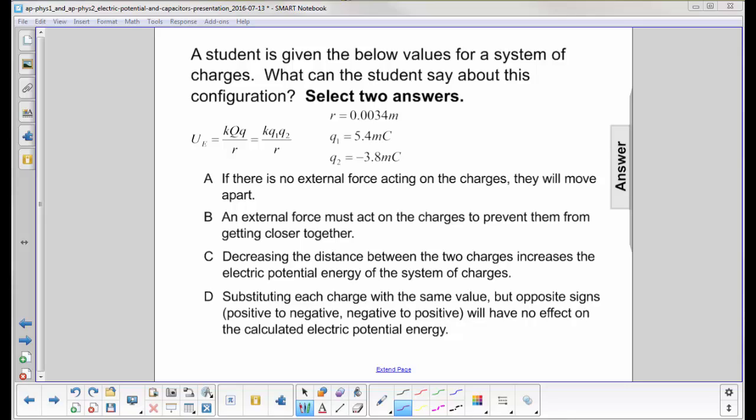A student is given the below values for a system of charges. What can the student say about this configuration? Here's our potential energy equation. Here are our two charges.